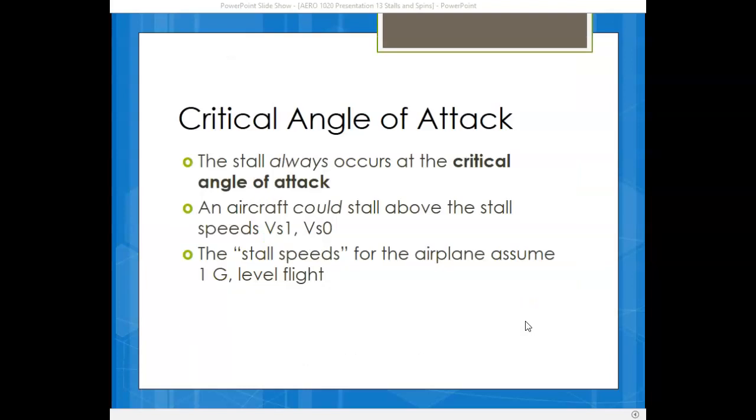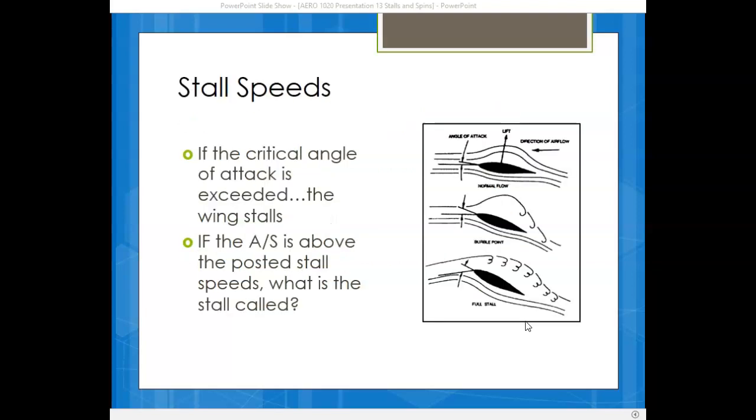So an aircraft can stall above the stall speeds VS1 or VSO depending on the load factor. Remember, VS1 and VSO assume 1G level flight. If you are in more than 1G level flight, for example, in a 60-degree bank, you have 2 Gs on the airplane, and your stall speed will increase by about 40%. So whenever the wing exceeds the critical angle of attack, it will stall. If it stalls above the posted stall speeds, VSO, VS1, what is that stall called? It's called an accelerated stall.